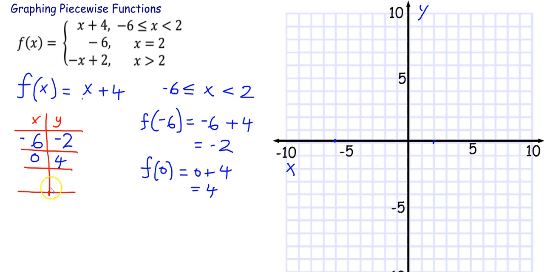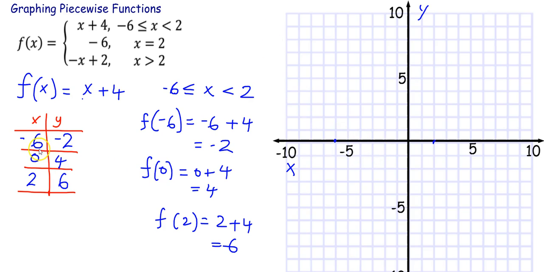And the last point is 2. Let us take +2. And 2 is not included in this graph. That's why our point is going to be an open circle. Let me show it in a minute. Now f of 2. This x is replaced by 2. 2 plus 4 is 6. We have 6 here. Now let us plot these points on our graph.